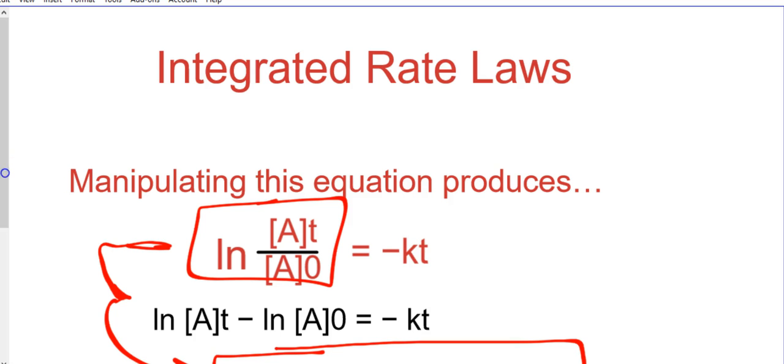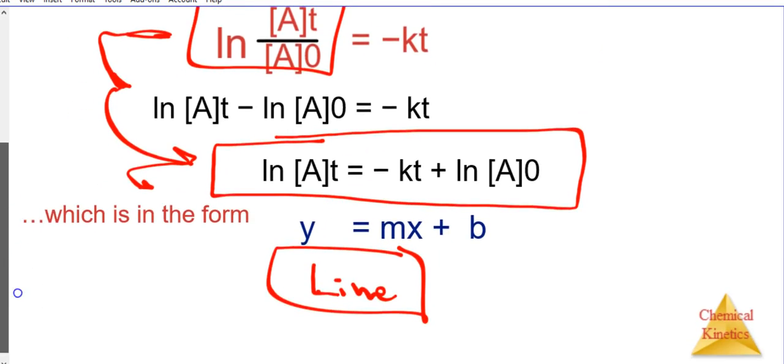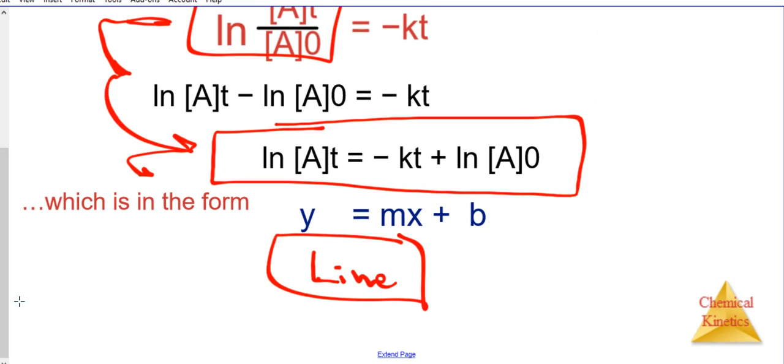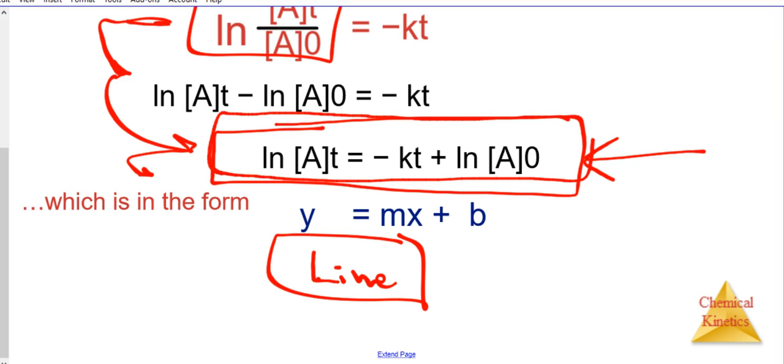Integrating this, manipulating this equation produces this, which is like point slope form or whatever, the y equals mx plus b. I don't remember what that's called. All right, that says line. If we rewrite this equation, it simplifies to this. Not simplifies, but it goes to that. And that's in the form of y equals mx plus b, which means it forms a line.